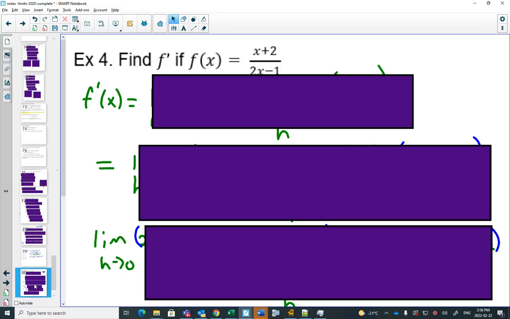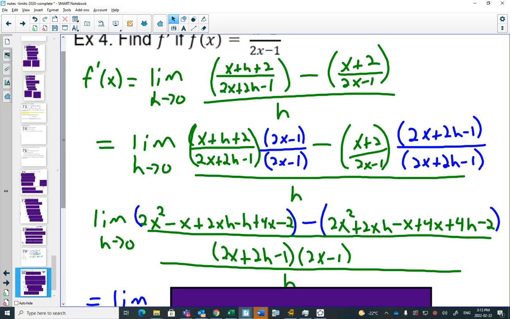Another one to try. Try plugging in the equation. I'll help you with the notation. Did it make sense? Yeah? Okay. We'll figure that out. There's more than one law.